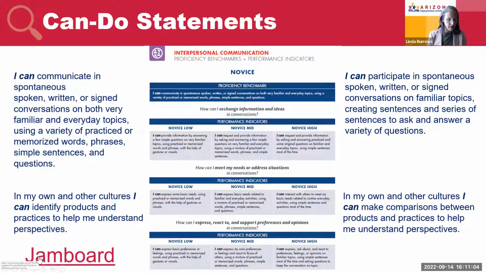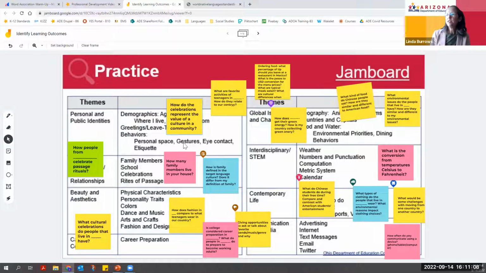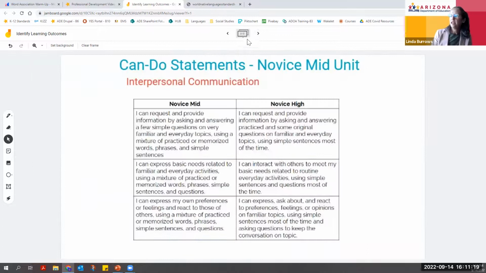So we're going to go back out to our Jamboard. And now if you come back out to the Jamboard, up at the top here is, I don't know, a rectangle. And these are the different pages. So as you come up here, I'd like for you to click over one. And here we have I can statements.